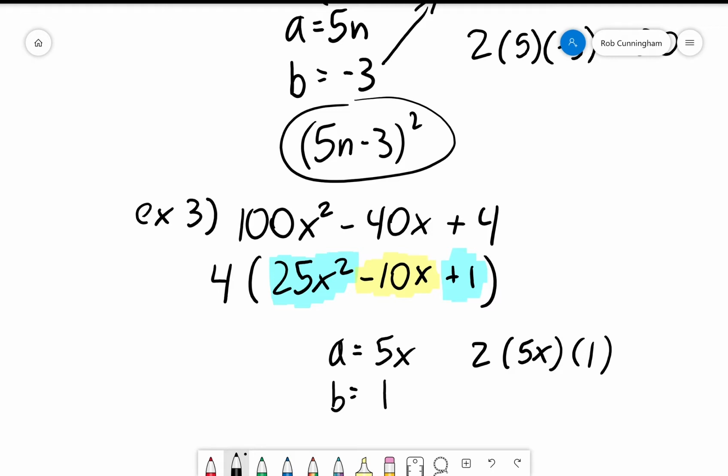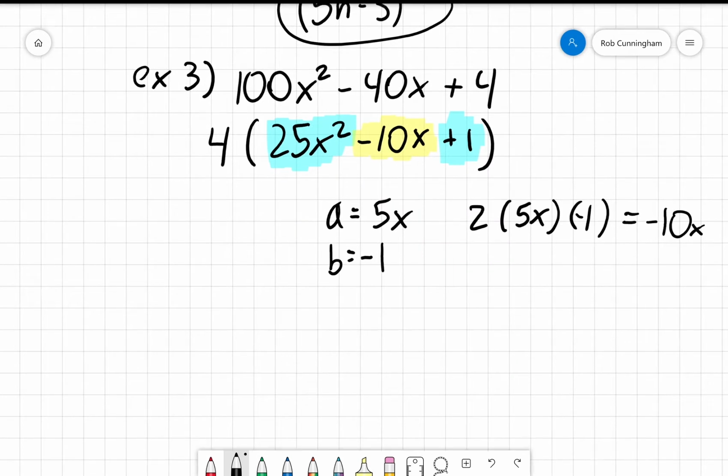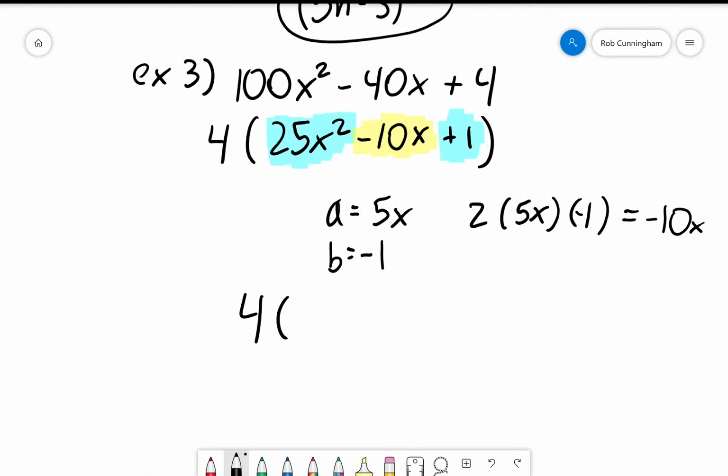Well, that doesn't seem right. That would give me positive 10x. That doesn't seem right at all. Oh, I see what I did wrong. This b must have been negative 1. Because then I would have 2 times 5 times negative 1 equals negative 10x. Okay, so I was slightly off, but still, my final answer is going to be 4 times (5x minus 1) squared.